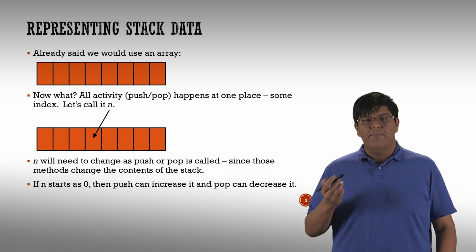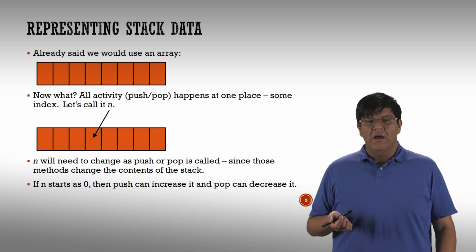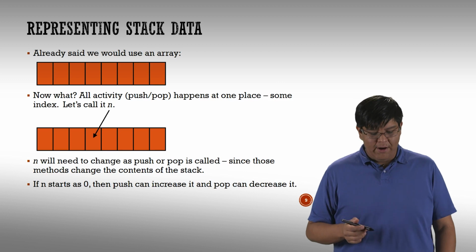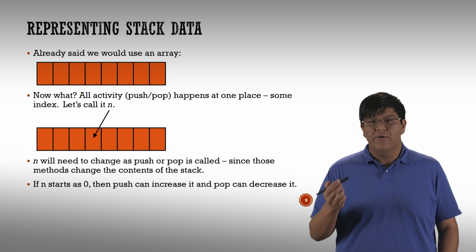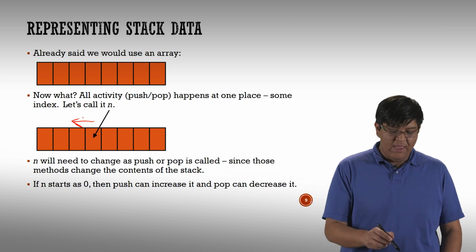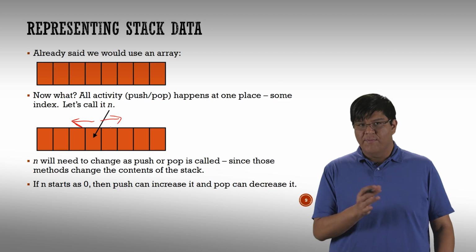Now, naturally, as I call push and call pop, things will need to be moved around. So this top variable may move either lower or higher. So if I, for example, do a pop, presumably it moves in this direction. If I do a push, presumably it moves in this direction. So I need to move it back and forth.